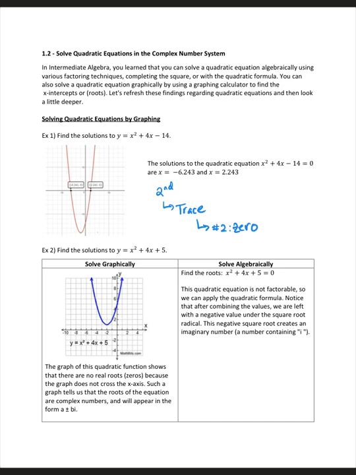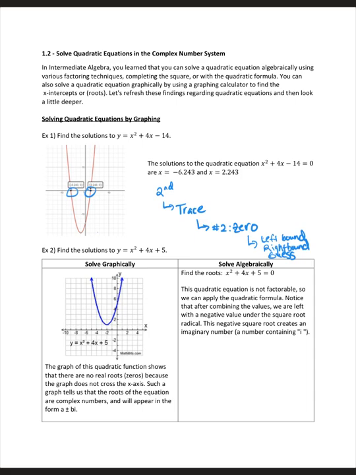And then once I do that, this is where you will do the left bound, which means take your cursor and move it to the left of the x-intercept. Then you'll do right bound, in which you'll take your cursor and move it to the right of the x-intercept, and then you'll select guess. And once I do that, I should get my two answers, which end up being x equals negative 6.243 and x equals 2.243.